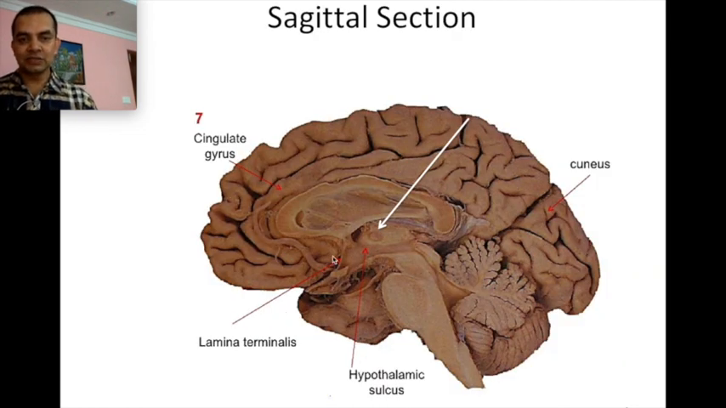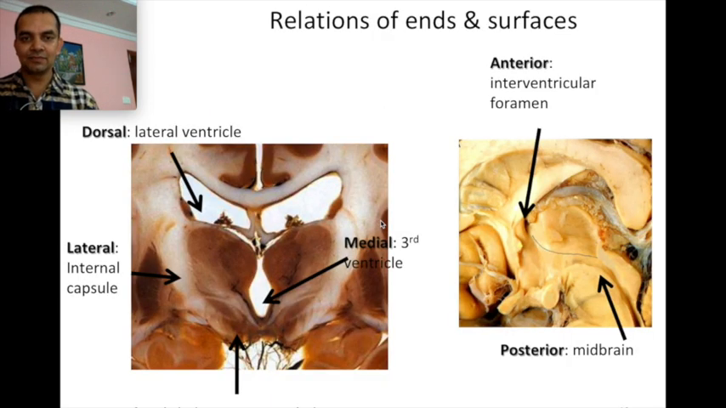In sagittal section, which this specimen has been made very beautifully, we can see the septum pellucidum here, which separates the two lateral ventricles. We have this corpus callosum seen entirely here, and here we see the thalamus. This is the interventricular foramen. This small grayish structure is interthalamic adhesion, and here we have the cerebral aqueduct. So here again we can quite clearly see the location of thalamus.